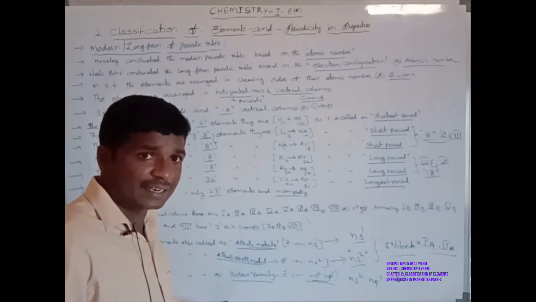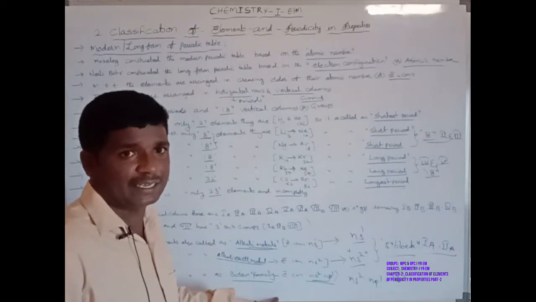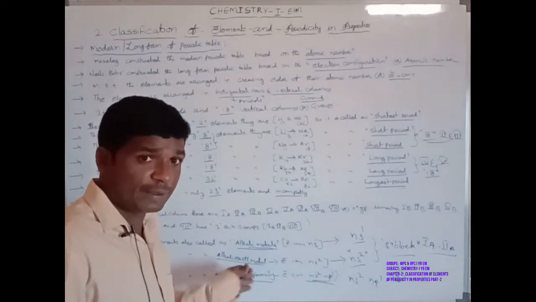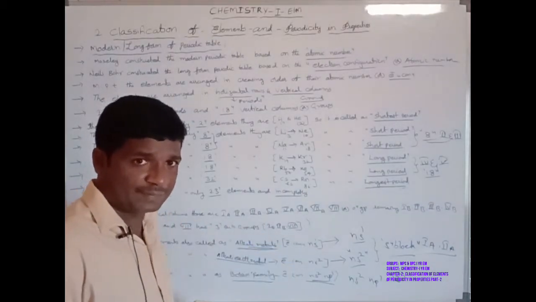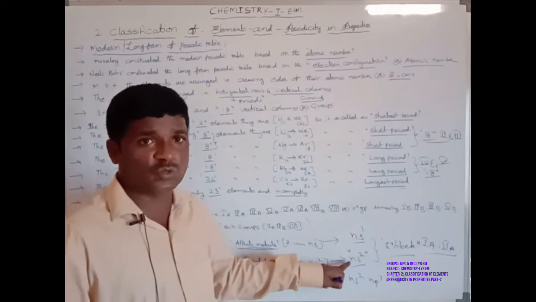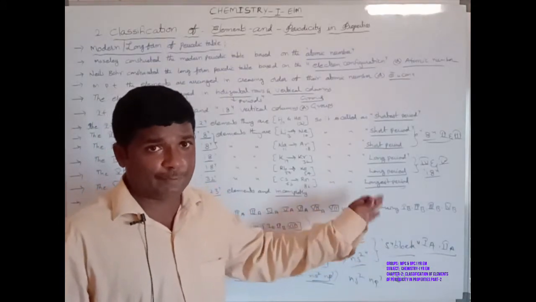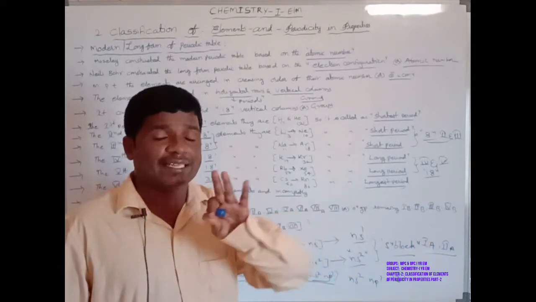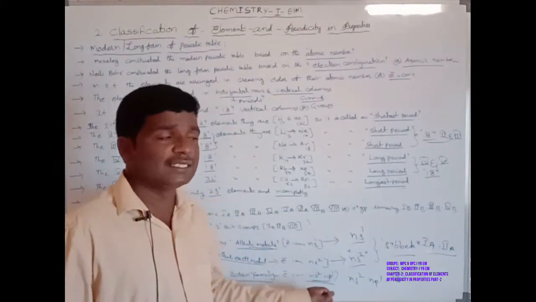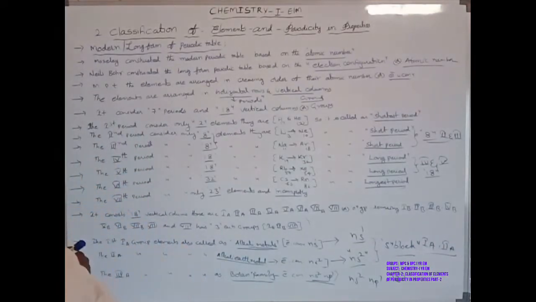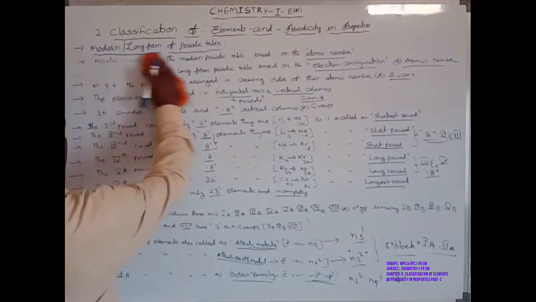Which family is the third A group? The boron family. The third A group elements are also called the boron family. The electron configuration is ns2np1: the outermost s orbital and p subshell hold a total of 3 electrons. So it is called the third A group.